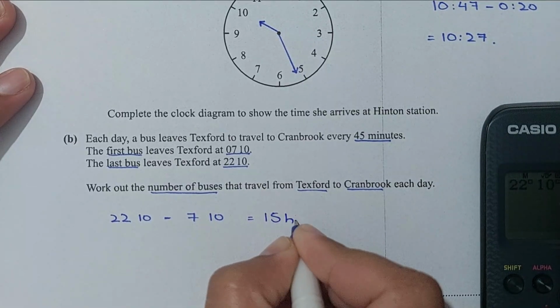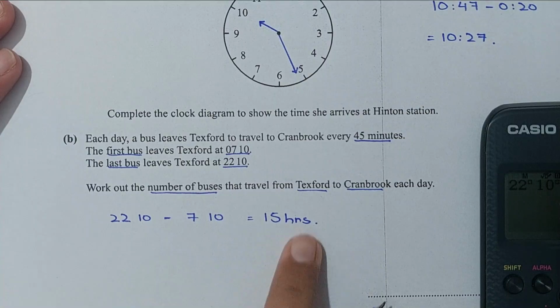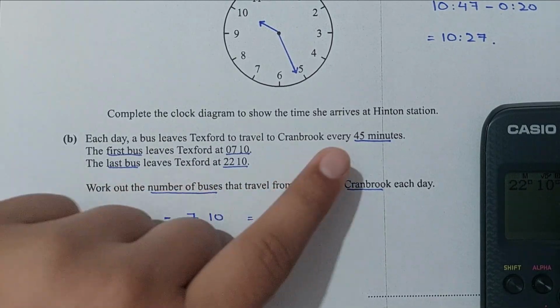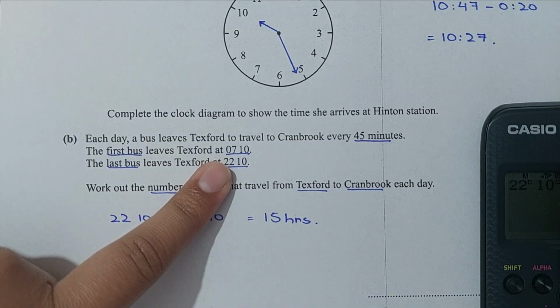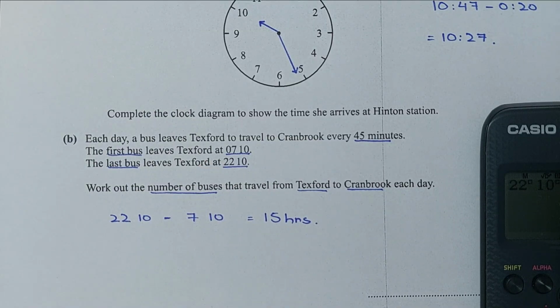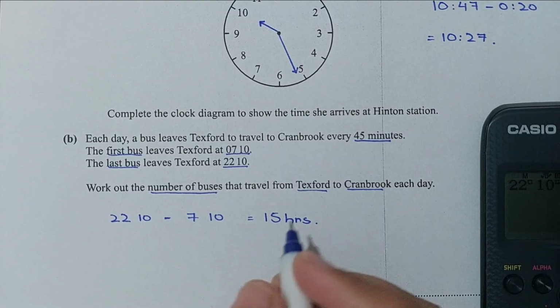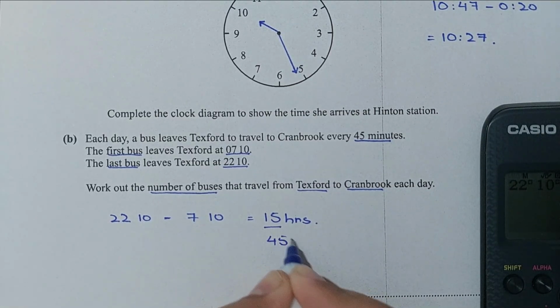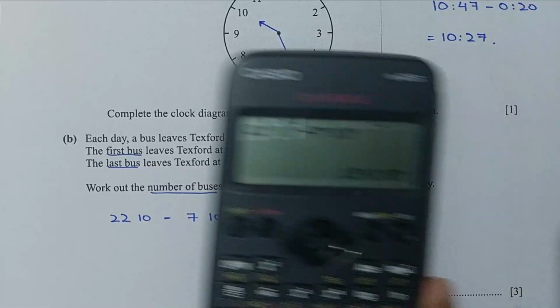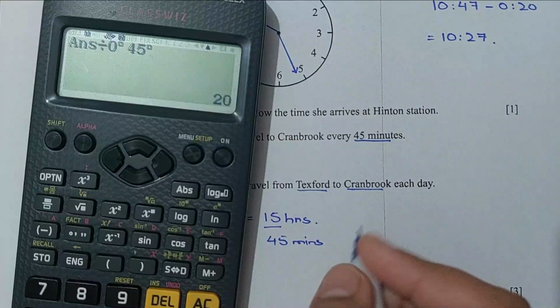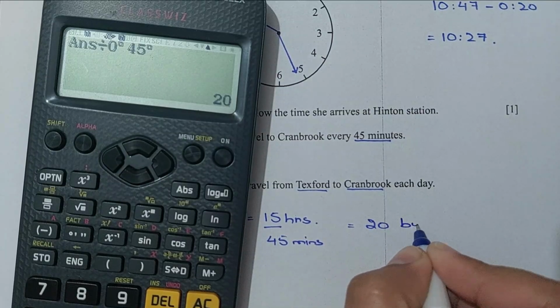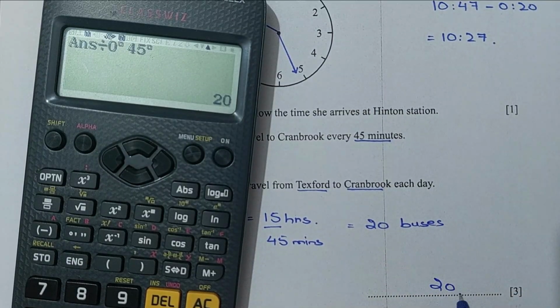So from 24 hours in a day, for 15 hours the buses leave Taxford to Cranebrook, and a bus leaves every 45 minutes. So if the first bus leaves Taxford at 7:10, then after 45 minutes the next bus will leave. So you have to divide by 45 minutes. Divide by 0 hours and 45 minutes. This is 20. So we have 20 buses. The number of buses is 20.